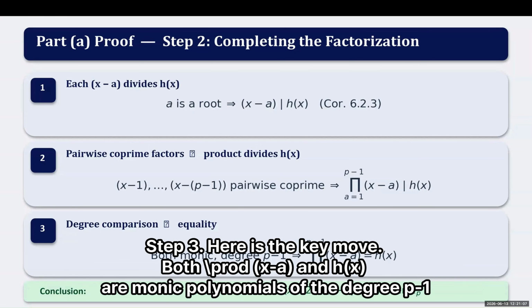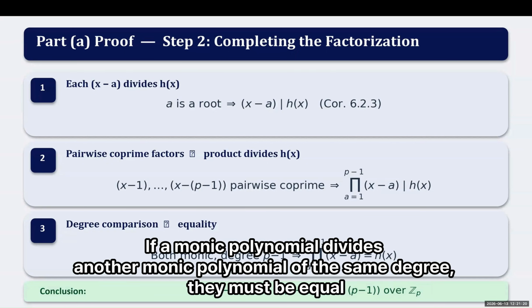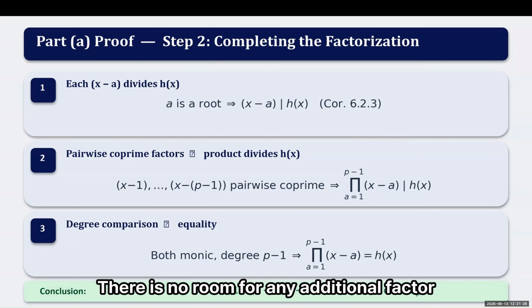Step 3, here is the key move. Both the product of (x-a) and h(x) are monic polynomials of degree p-1. If a monic polynomial divides another monic polynomial of the same degree, they must be equal. There is no room for any additional factor.